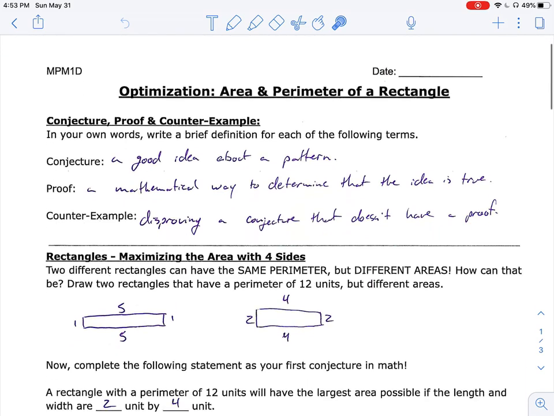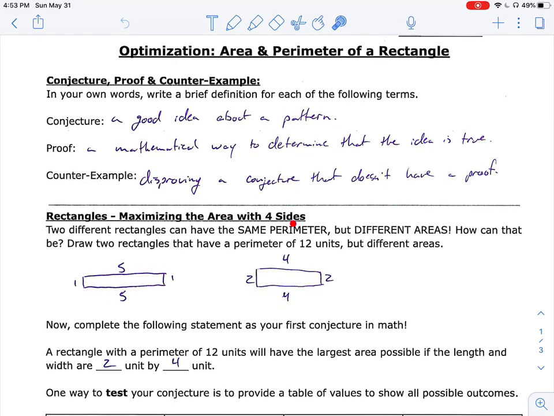So, maximizing the area with four sides. Two different rectangles can have the same perimeter, but different areas. Draw two rectangles that have a perimeter of 12 units, but different areas. So I went 5 by 1, that's a perimeter of 12 with an area of 5. And I went 4 by 2, again perimeter of 12 with an area of 8.